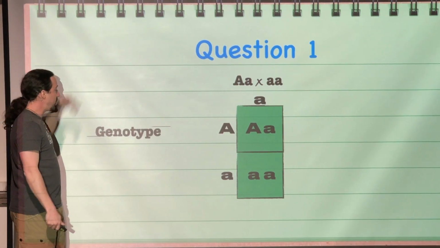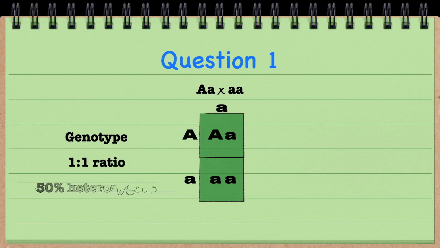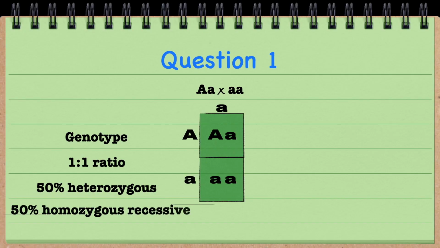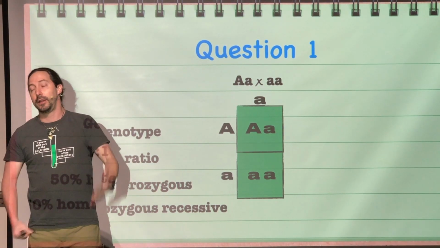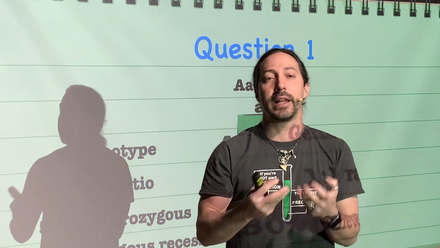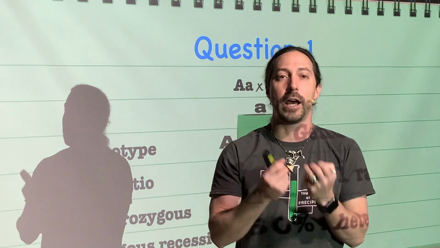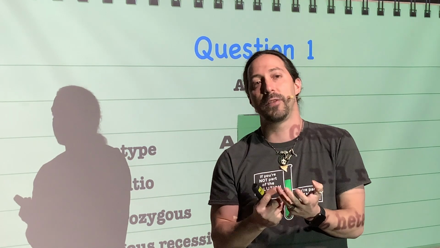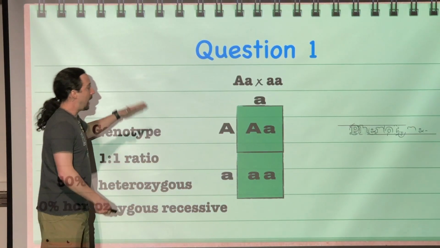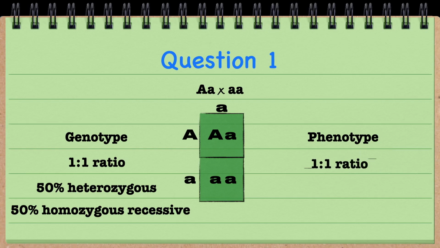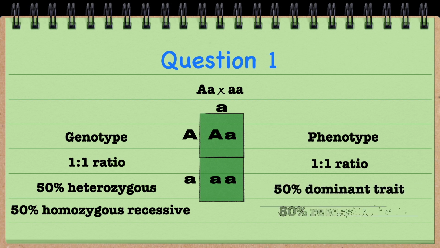And we can see the genotypic ratio that we would anticipate is a 1-to-1 ratio here, 1 being heterozygous and 1 being homozygous recessive. That is a 50% split. If we were to look at this, we would anticipate that half of the offspring would end up being heterozygous and the other half would end up being homozygous recessive. And that means phenotypically, we would anticipate again a 1-to-1 ratio, where 50% would appear to have the dominant trait and 50% would appear to have the recessive trait.